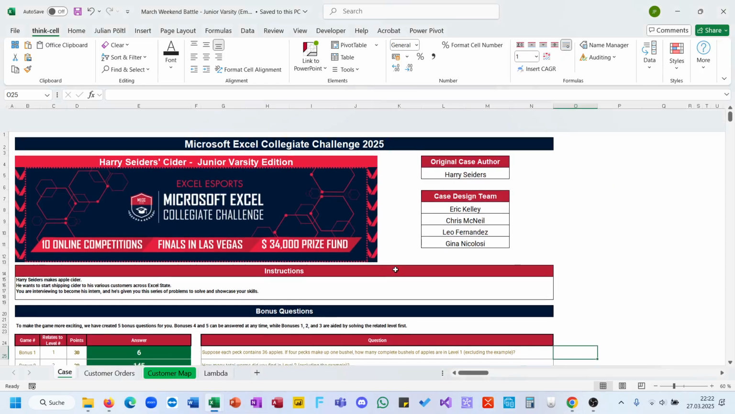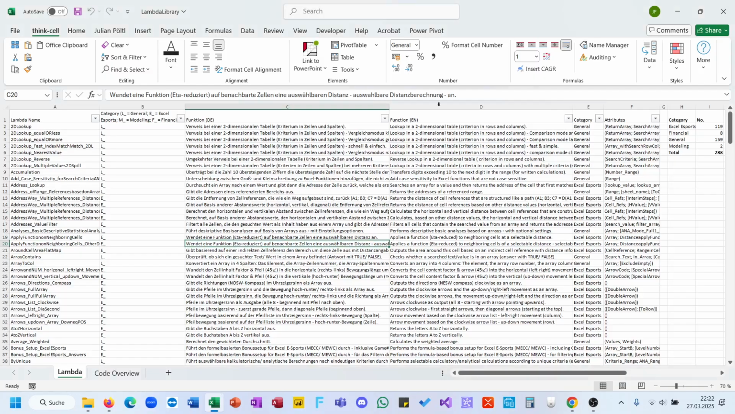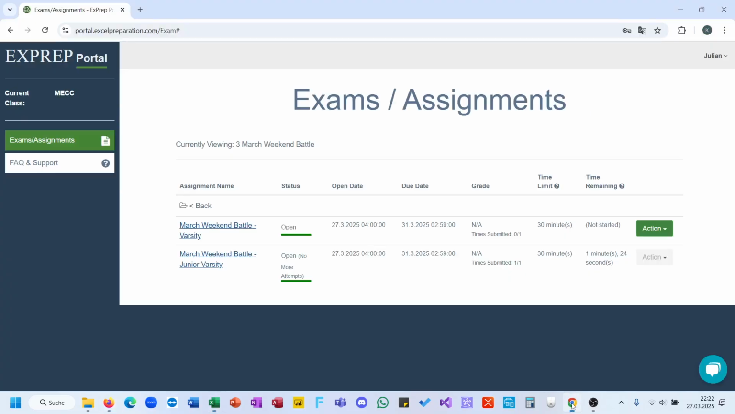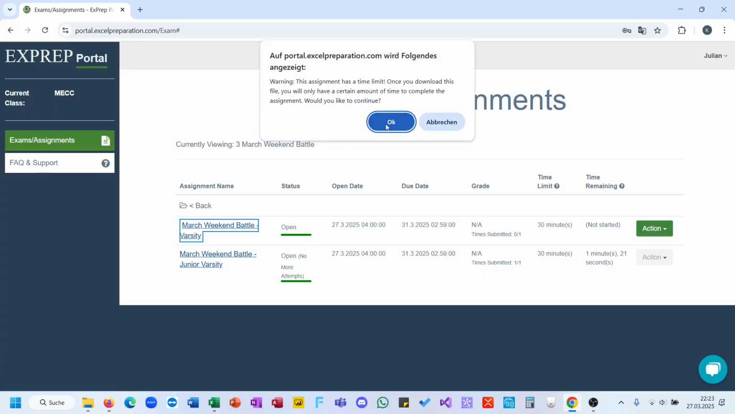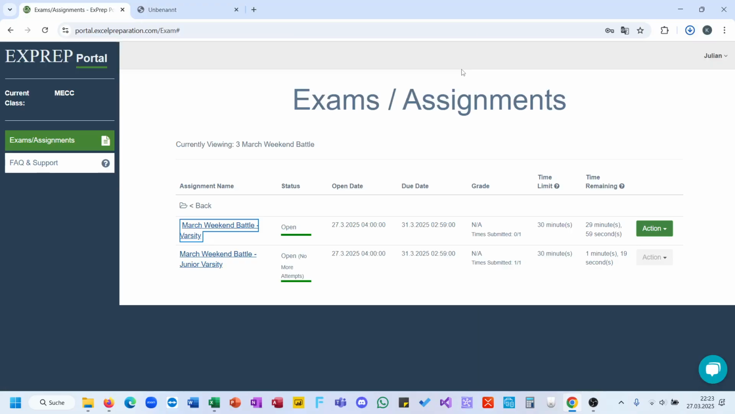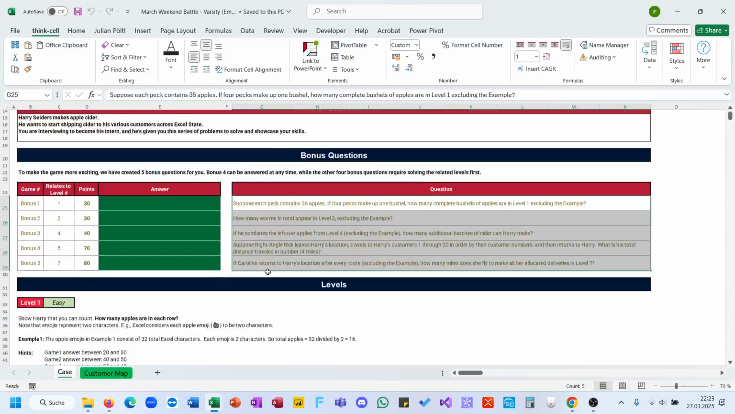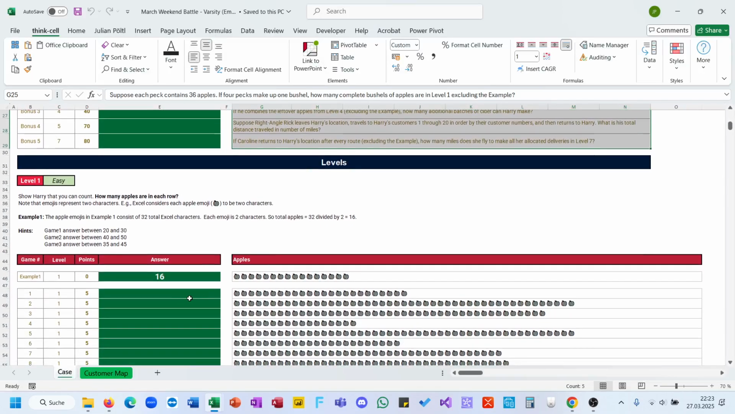Do I need this? Let's do it from scratch. So this will be a live solve, my lambdas are ready. This isn't the right browser. Let's do it. Okay, here we go. How many apples?